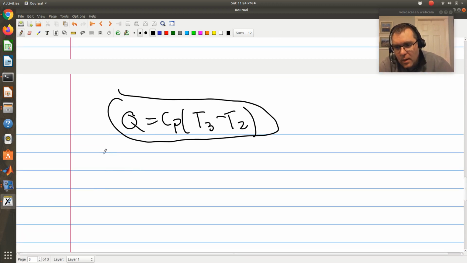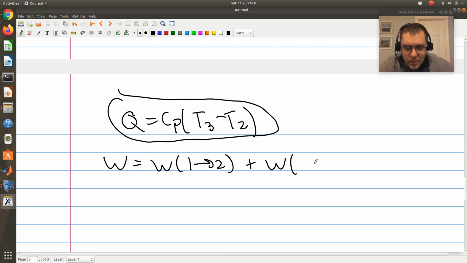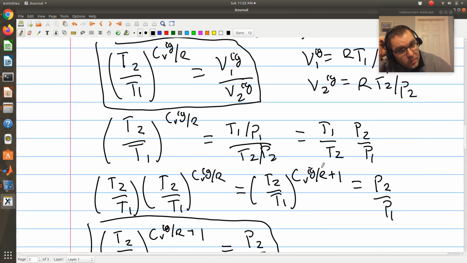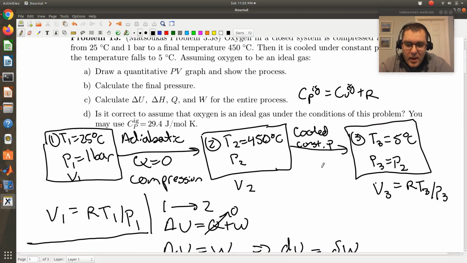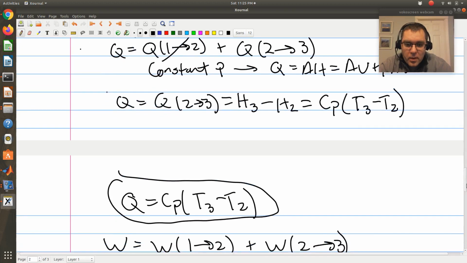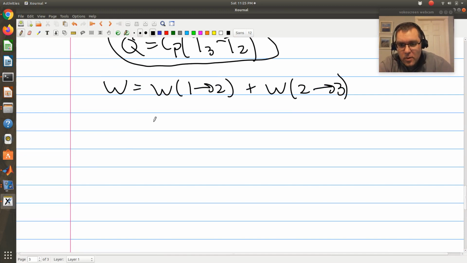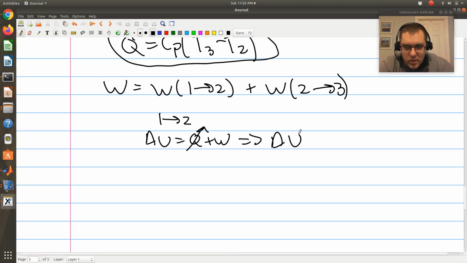Then W would be equal to W going from 1 to 2 plus W going from 2 to 3. Let's take this in steps. In the first step, we had adiabatic compression, so Q is equal to 0. Going from 1 to 2, my first law balance reduces to delta U is equal to Q plus W, where Q is 0. So delta U is equal to W, and I get that Cv (T2 minus T1) is equal to W going from 1 to 2.